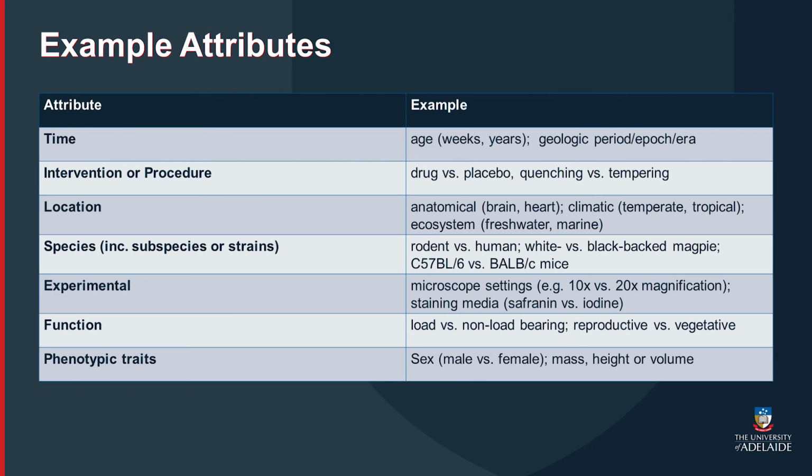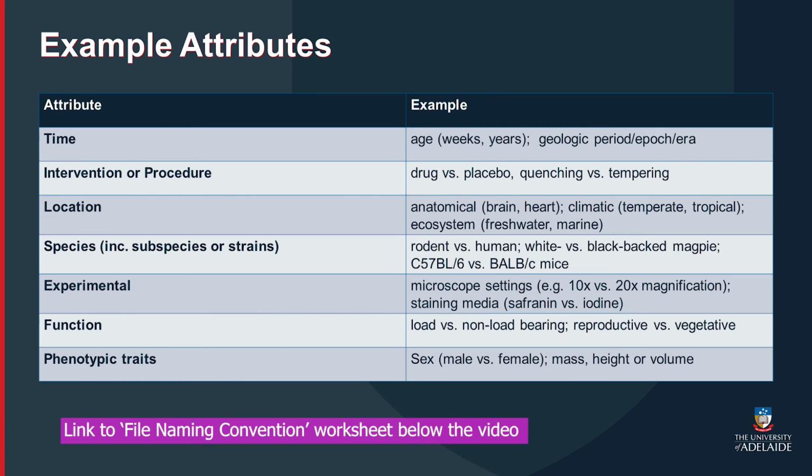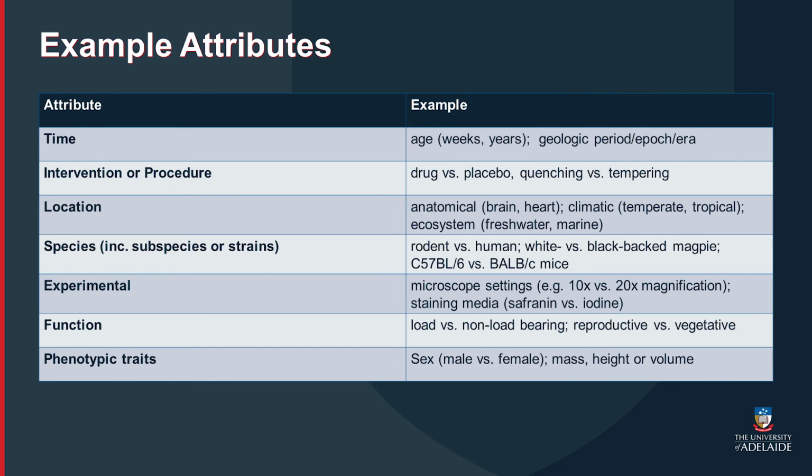Now, the following list of attributes is also going to be available on the My Uni module page and in the file naming worksheet. I hope you find this table is useful to help describe your own physical specimens and microscopy data. So in subsequent videos, I'll show worked examples for developing file naming conventions from different scientific disciplines, including from my own research in the biological sciences. I look forward to seeing you then.